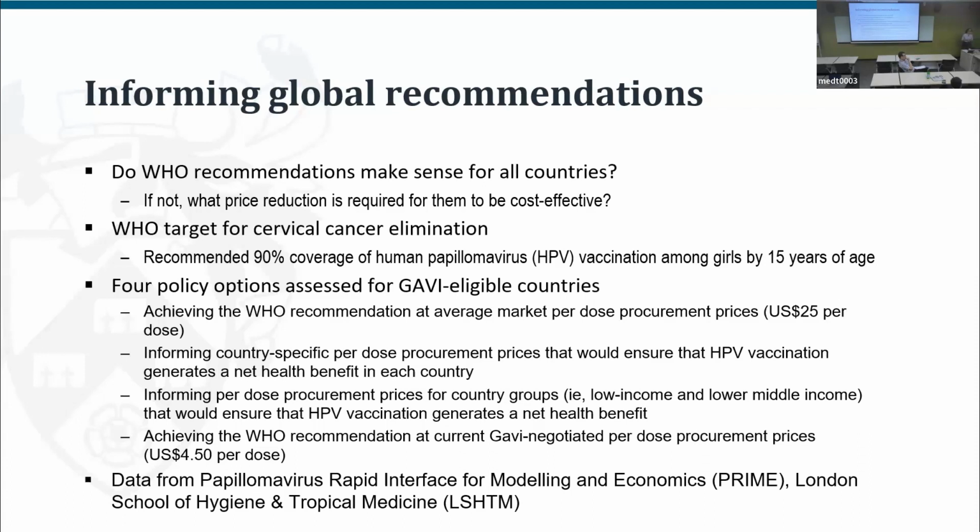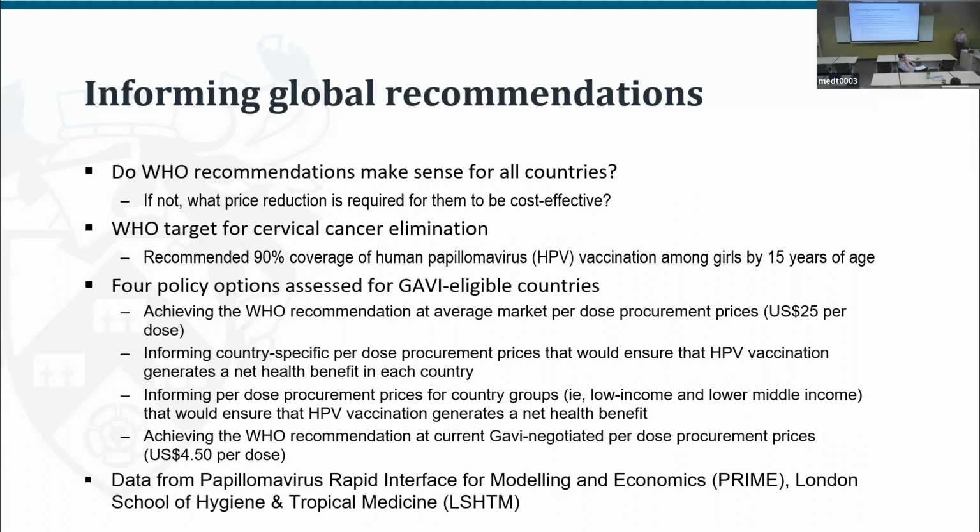So we looked at 4 policy options, and there were 46 Gavi-eligible countries. So the first one was achieving the WHO recommendation at the average market per dose procurement price, which was $25 per dose. Then we looked at informing country-specific per dose procurement prices that would ensure that the vaccine generates a net health benefit in each country.